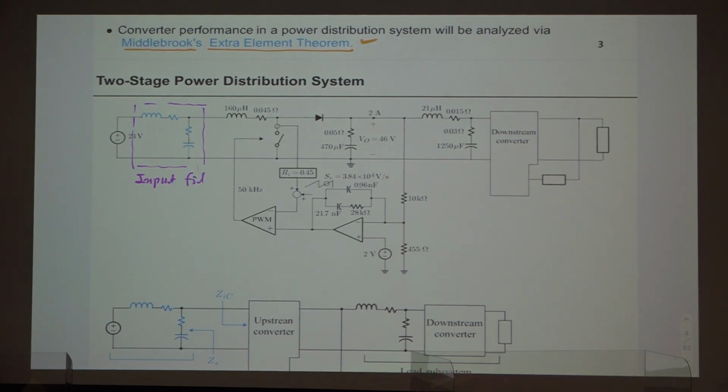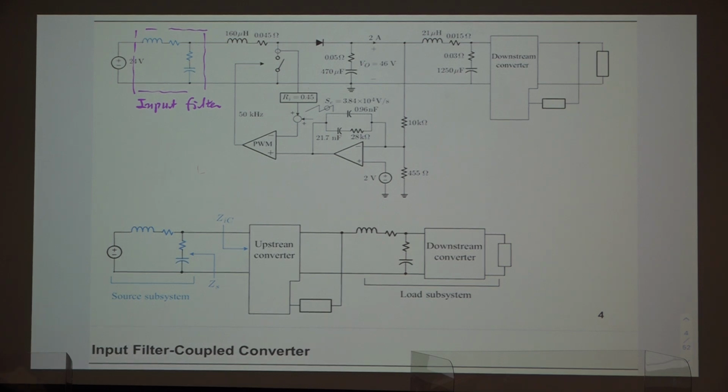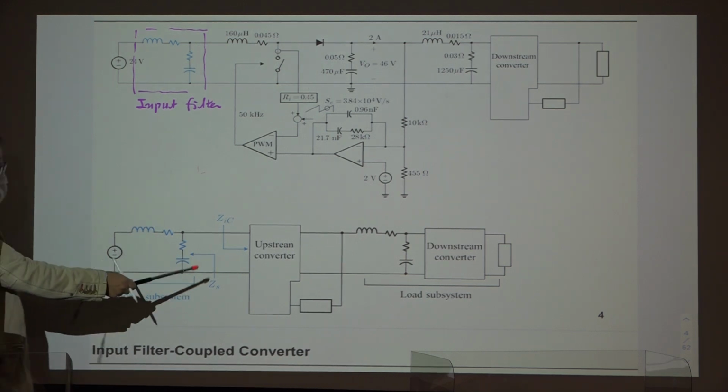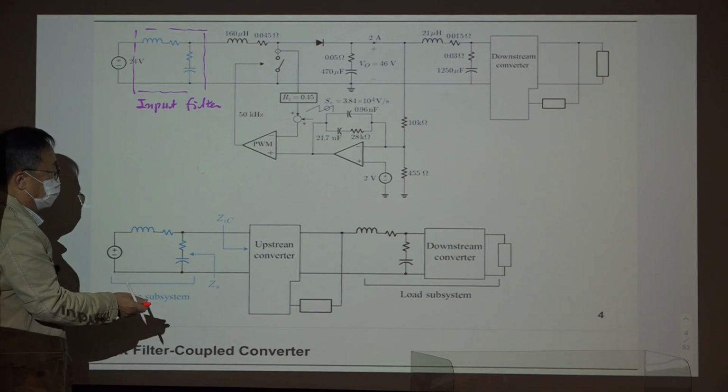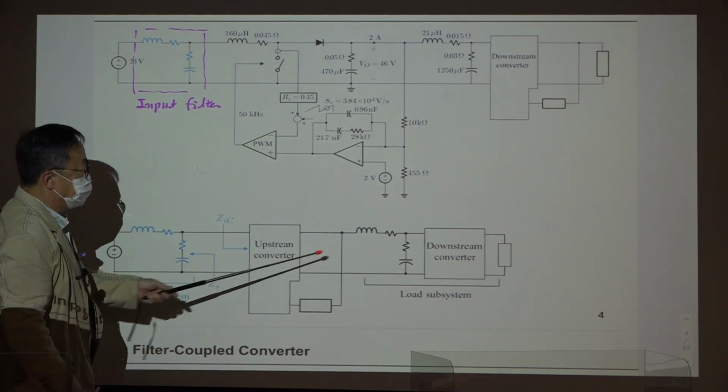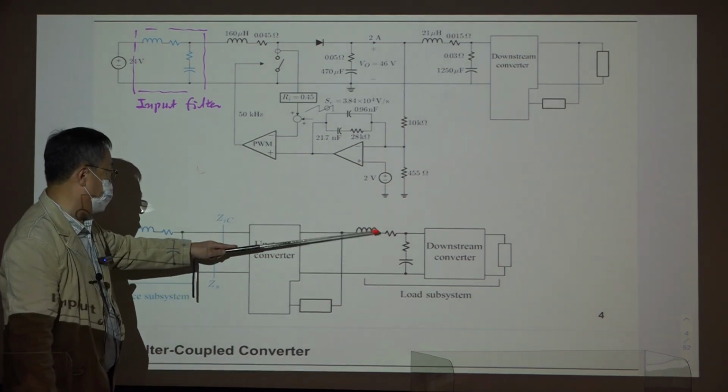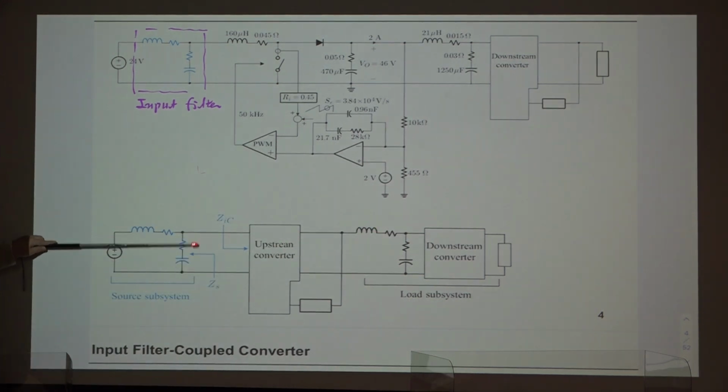But this system is complicated. All right, so we simplify this. This is simplified to this simple diagram. So it's the same thing. Okay, upstream converter here, downstream converter is there, and line filter stage and input filter stage. Okay, here.